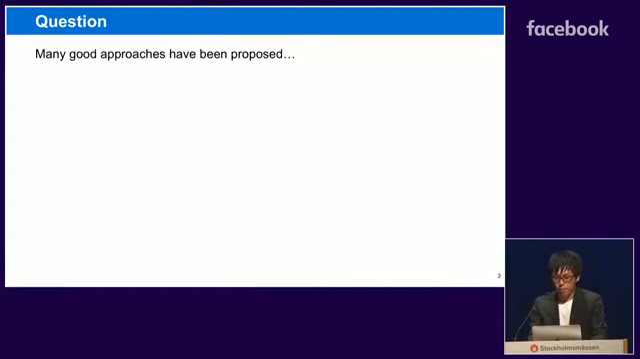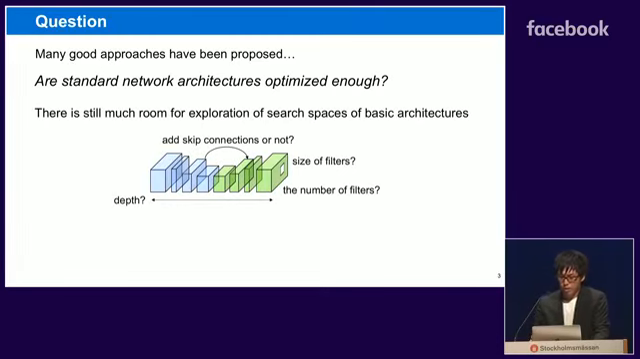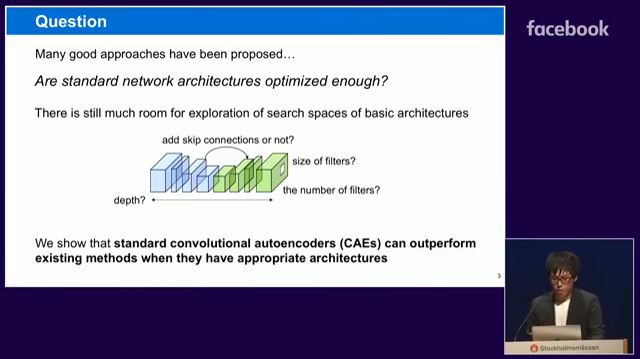Many good approaches have been proposed so far, but I want to ask a question. Are standard network architectures optimized enough? In other words, have we fully explored the space of standard architectures? We believe that there is still much room for exploration of such spaces of standard architectures, for example, the depth of a network, the number and size of filters in each layer, and adding skip connections or not. So in this work, we show that standard convolutional autoencoders can outperform existing methods when they have appropriate architectures.